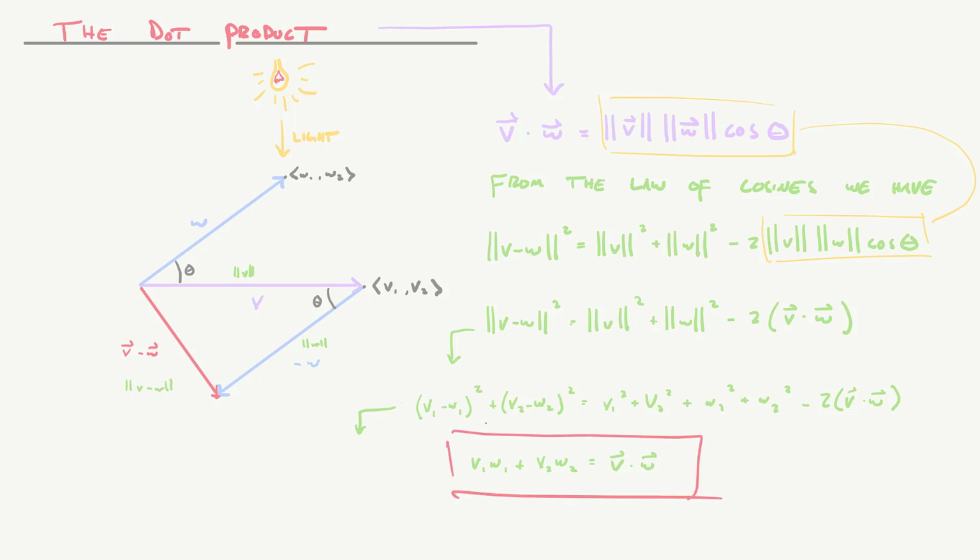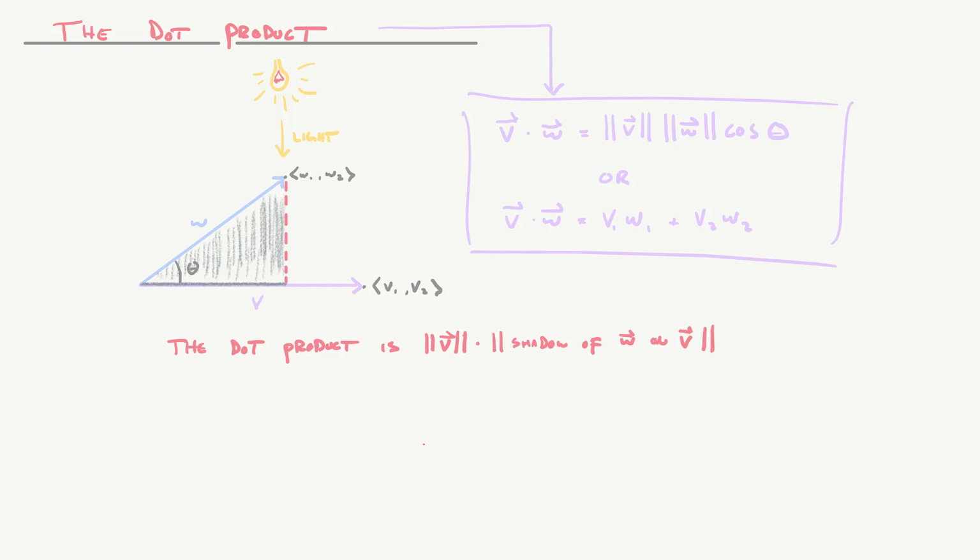That's the dot product in terms of just components. It's so easy too. It simplifies into something super nice. V1W1 plus V2W2. That's the dot product in terms of its components.